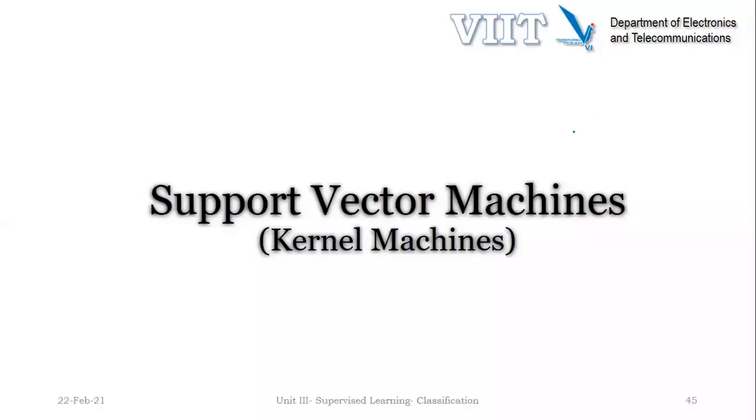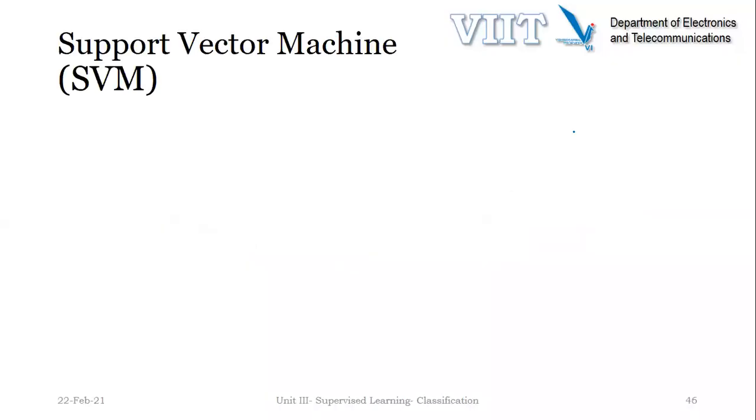So we started discussion on the support vector machines, which are also called kernel machines, for a very specific reason: they use kernel engineering for handling the non-linear classification boundaries. How it happens, we are going to see. Why they are called support vector machines? That also we are going to see.